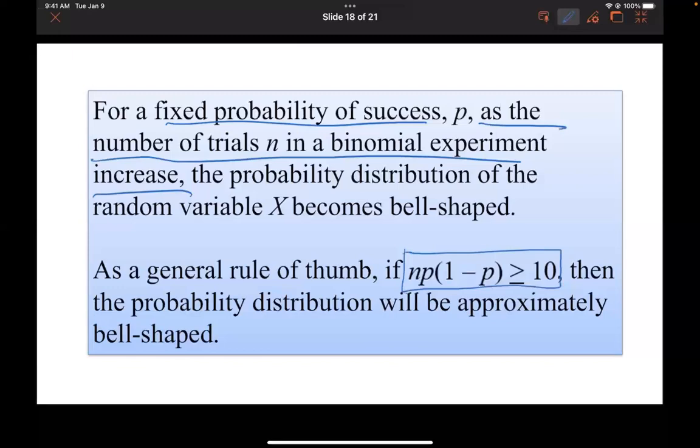So you just might be asked, is it always true? You could say it is true if this right here holds. That makes sense. This is going to come up over and over again, this np times 1 minus p greater than or equal to 10. It's going to come up over and over again.